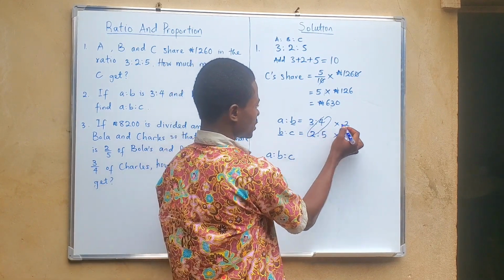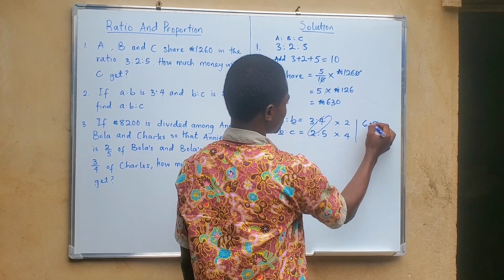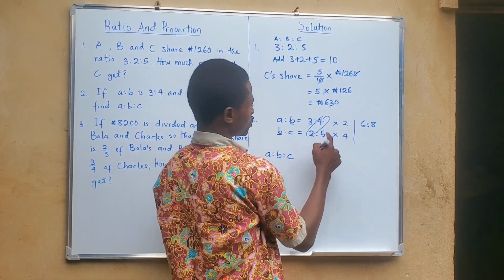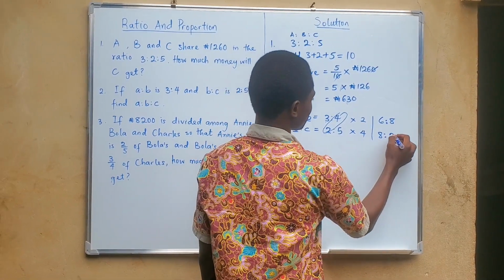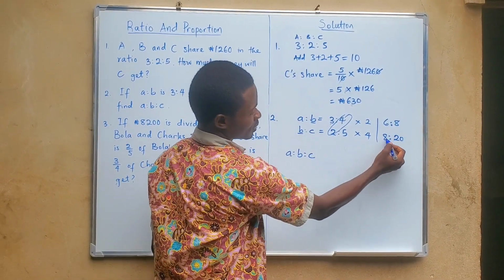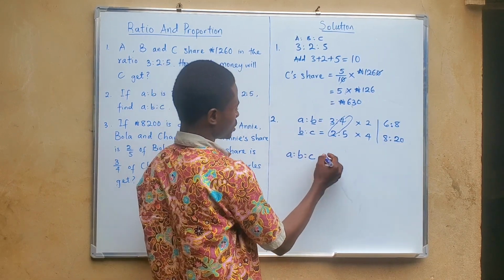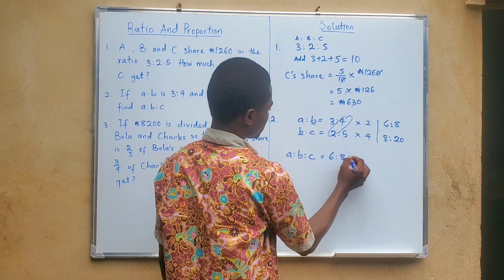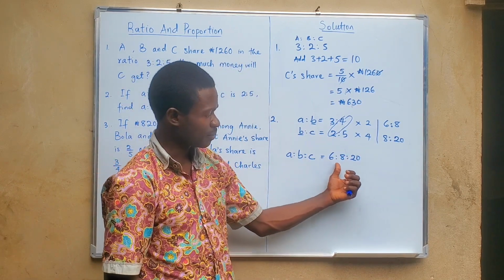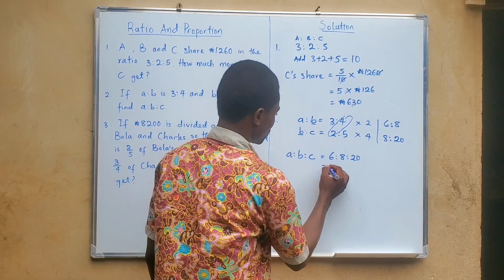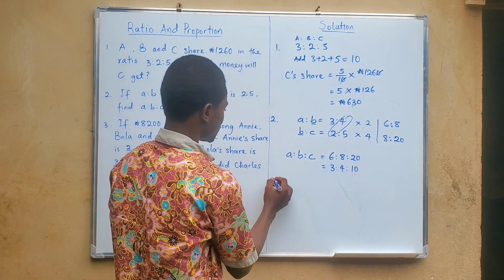So you have 3 times 2 here, and that will give you 6 ratio 4 times 2, 8. 4 times 2 here will give you 8 ratio 4 times 5, 20. And so you notice even the B part now is balanced, 8. So A ratio B ratio C should give you 6 ratio 8 ratio 20. And now you can still reduce them because 2 can divide through, so you should divide through and have 3 ratio 4 ratio 10, and that's that.